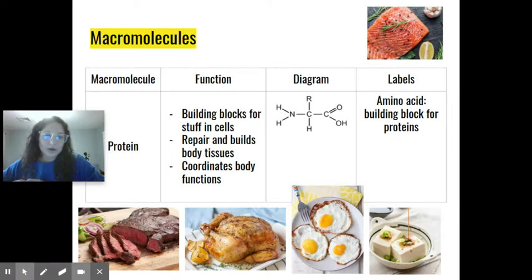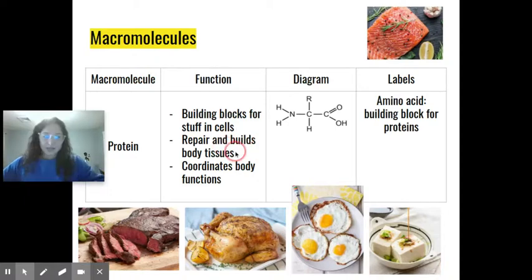They also coordinate different bodily functions. So again, proteins can be used to send messages in the body. We also have types of proteins called enzymes, which we will be looking at. And they have a very specific job, depending on the enzyme, to do a very specific task. So basically proteins are doing all of the stuff inside your body.